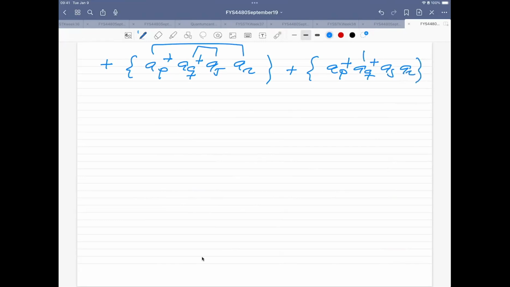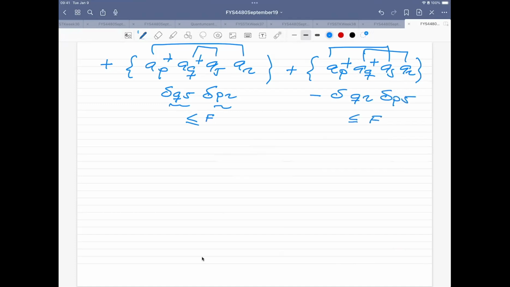So I will have this one and that one. So the crossing lines here normally indicate that we'll have a minus sign. So this will give us delta Q of S and delta P of R, and they all have to be below the Fermi level. And here I will get delta Q of R and delta P of S, and they all have to be below the Fermi level again.